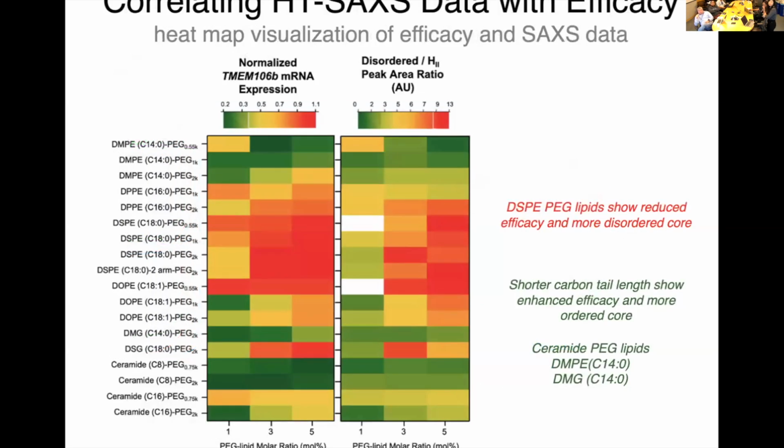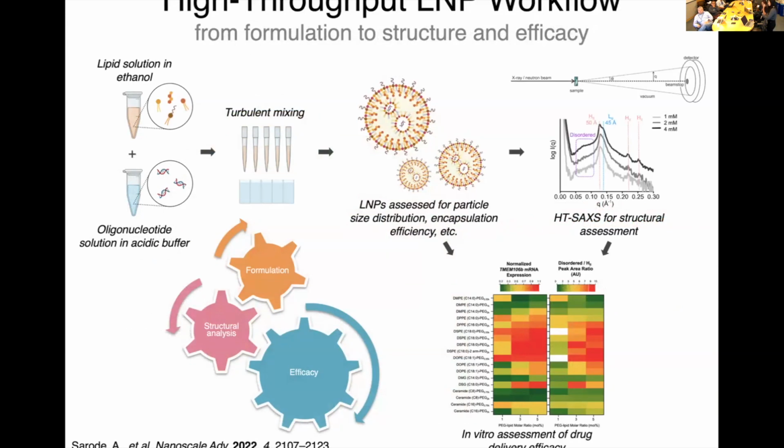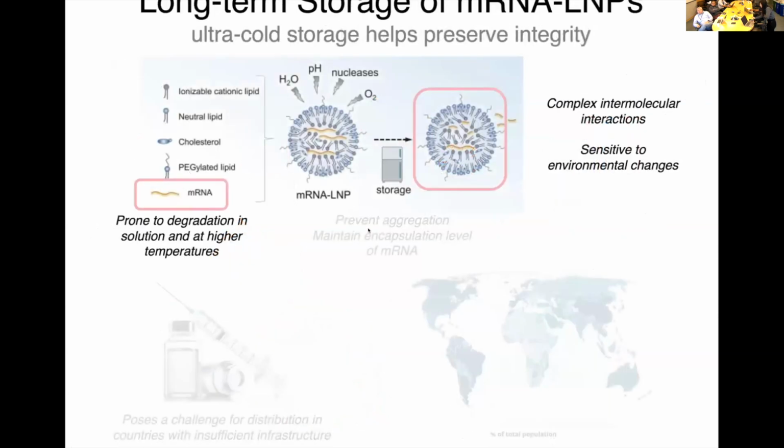Another way we can visualize that is using a heat map. So this is the data just visualized in this format, and we can start pulling some interesting findings. So the left panel here is from our collaborators, the efficacy studies, and then the right side from our HT-SAXS data. And using this, we can start pulling more specific information about how these different PEG lipids have an impact on the internal structure and efficacy of these particles. So that was an example of going through from formulation to structure and efficacy, where we are really starting to pull out more and more information from our HT-SAXS data to complement the existing pipeline in the pharmaceutical industry.